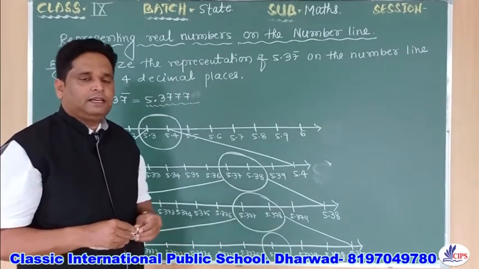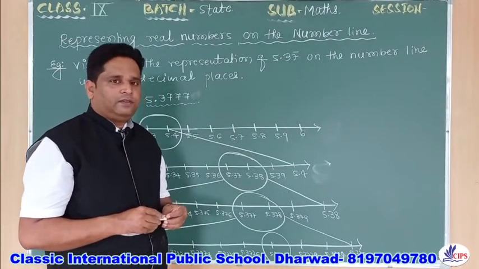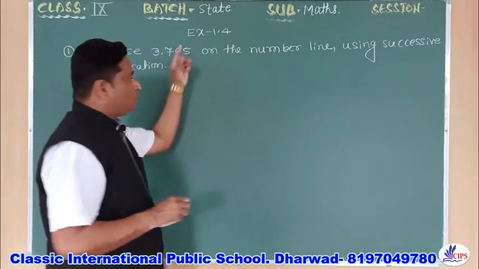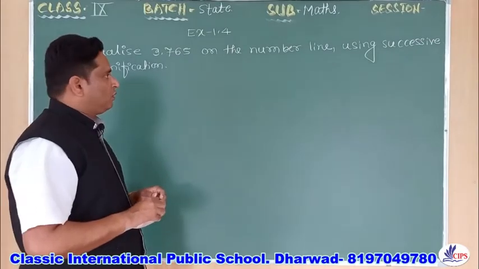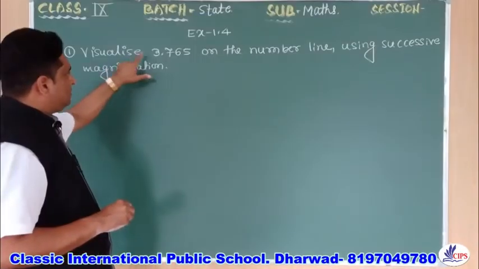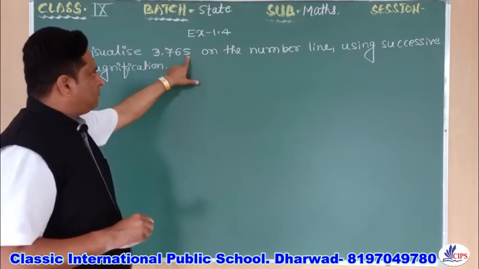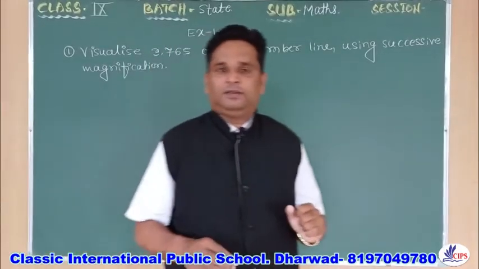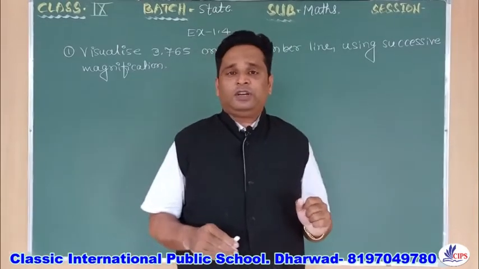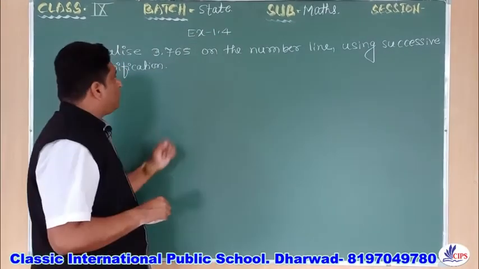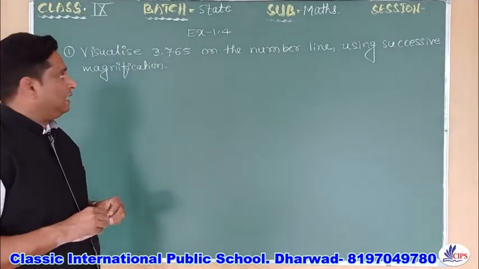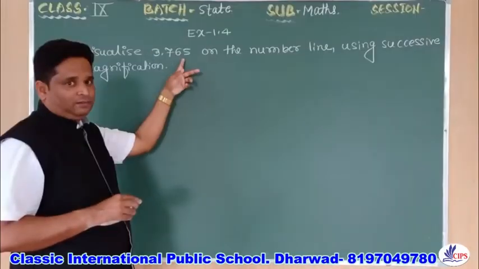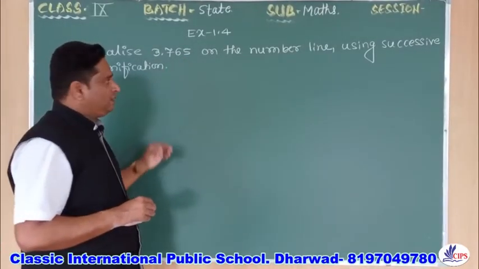Okay, we'll go to exercise 1.4. We'll see what they have given there. Right? Okay. Yes, children. Look at here. We'll go to exercise 1.4. First question. Visualize 3.765 on the number line using successive magnification. Okay, using successive magnification you have to represent 3.765 on the number line. 3.765, it is the number between 3 and 4. Understood, children? It is the number between 3 and 4.